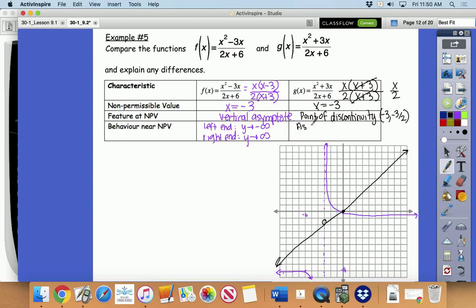Now, as x goes to -3, which is that hole, we know that the y value is approaching -1.5. Okay, and that came from this value right there. The left end of the graph, remember the y is approaching negative infinity because it's going downwards. On the right end of the graph, the y is approaching positive infinity because it's going upwards. Okay, so that's what I was looking for.